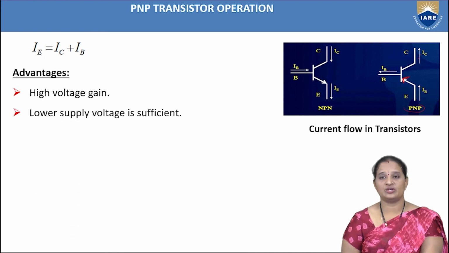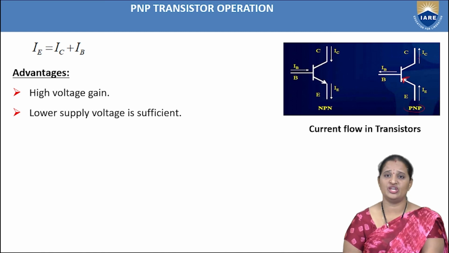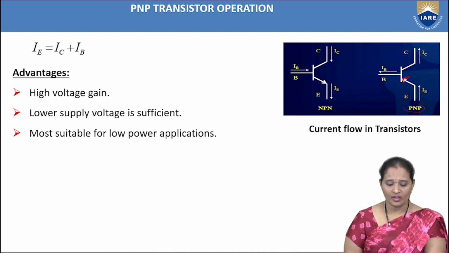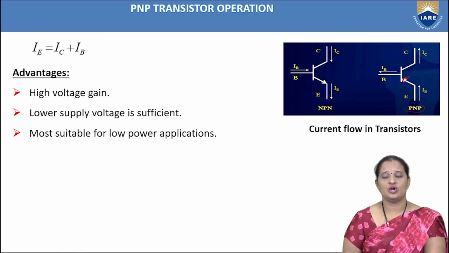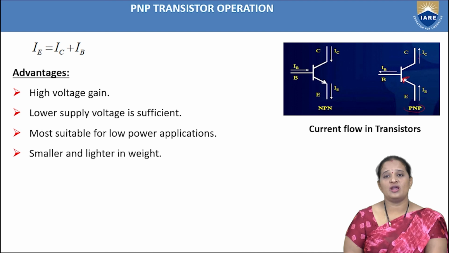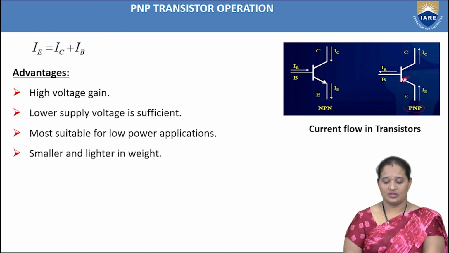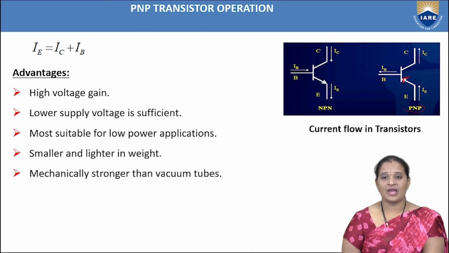Low supply voltage is sufficient. That means we need not apply more supply voltage. This transistor can operate in the range of 0 to 30 volts, and is more suitable for low power applications. Next, smaller and lighter in weight. Transistors are very small and very light in size, and mechanically stronger than vacuum tubes.